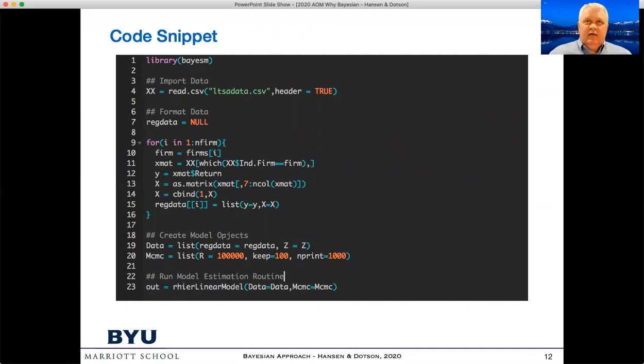Here you see a little bit of code, and in fact, this is most of the code. This is in R, and this does most of everything we need it to do, including the output. So I show you this to indicate that it's incredibly simple.